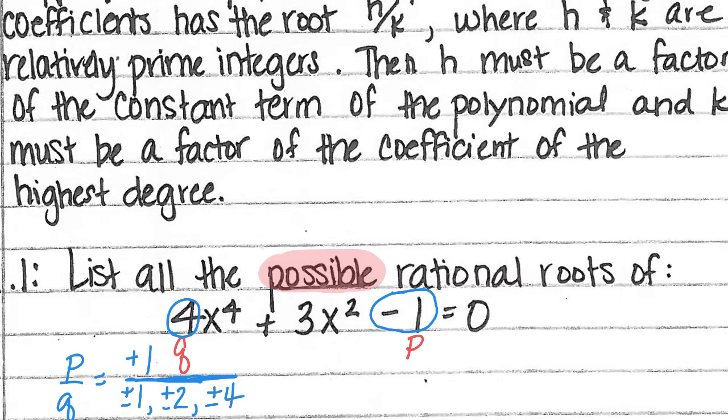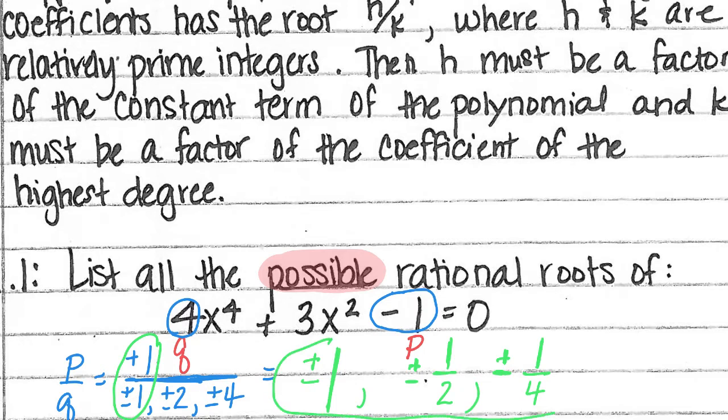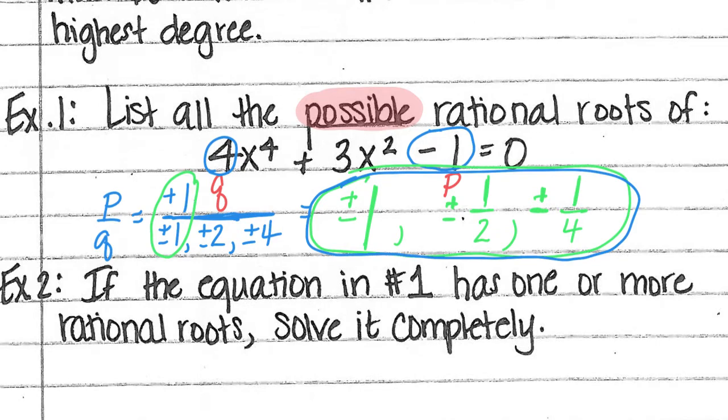So the possibles are p's over q's, and now I'm going to go ahead and put them together. So my answer, I have to put it all together. Plus or minus 1, plus or minus 1/2, plus or minus 1/4. So notice there are 6 possible numbers that will be the rational roots of 4x to the 4th plus 3x squared minus 1. So our next question is going to say, well, if the equation in number 1 has 1 or more rational roots, solve it completely.